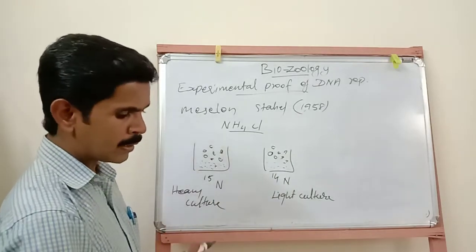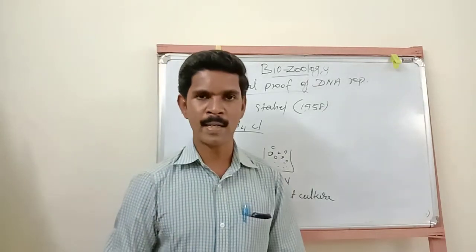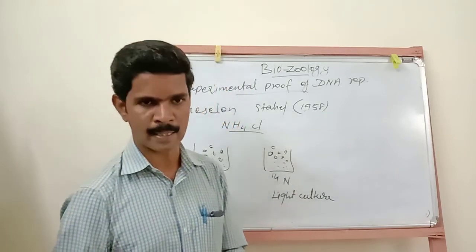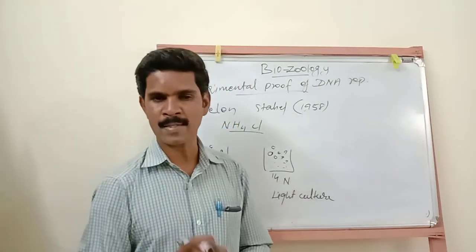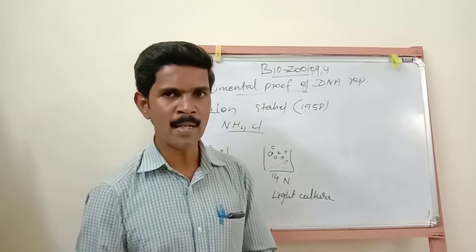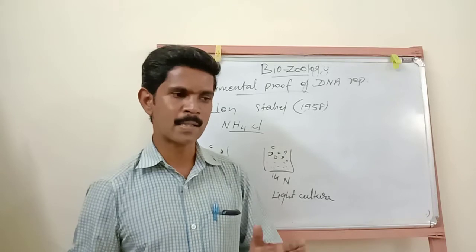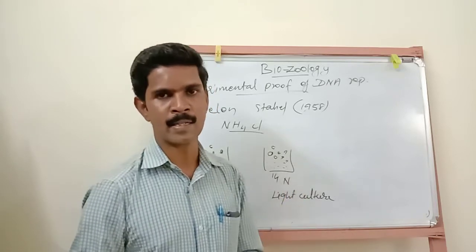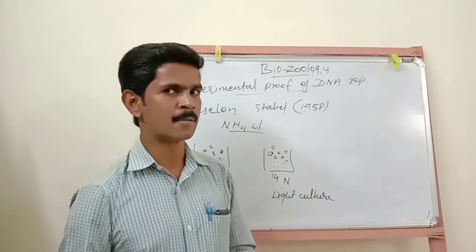Here the heavy DNA and light DNA can be distinguished by using a technique. The name of this technique is the cesium chloride density gradient technique. This technique can distinguish the heavy DNA and the light DNA. Hope you understood all this point.